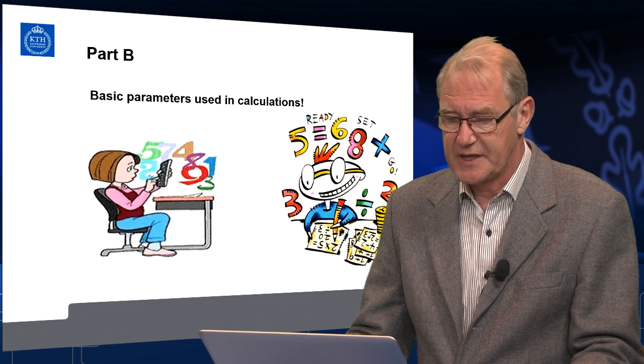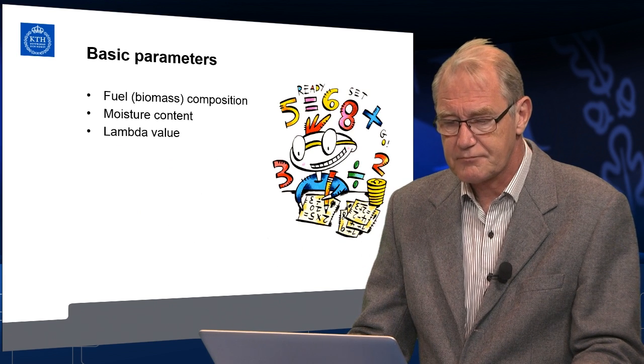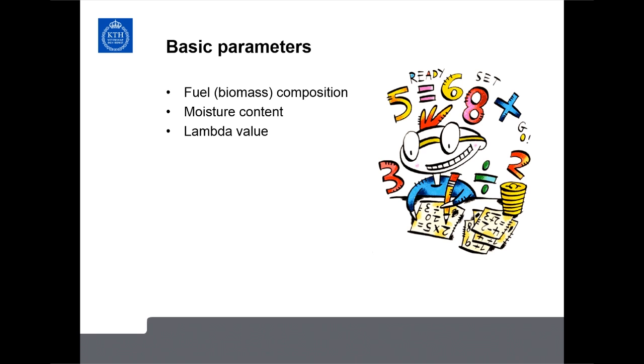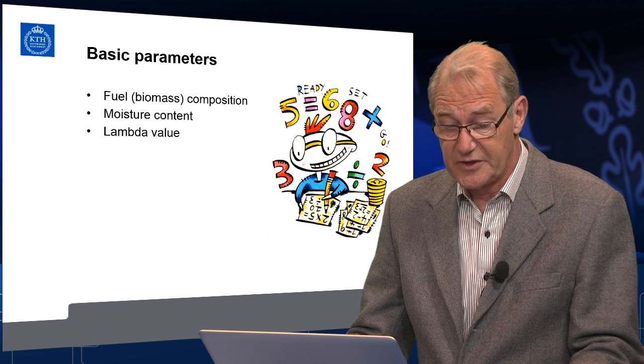Basic parameters used in calculations. We have the basic parameters fuel, moisture content and lambda value, and we will treat each of them a little bit closer.